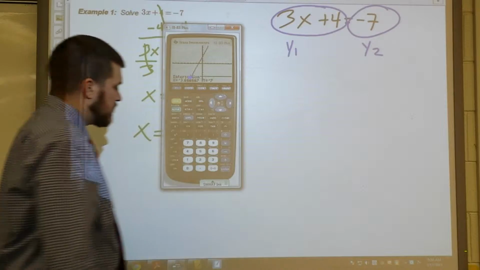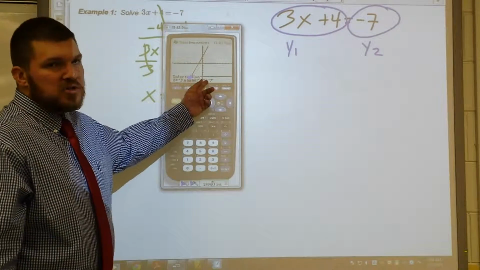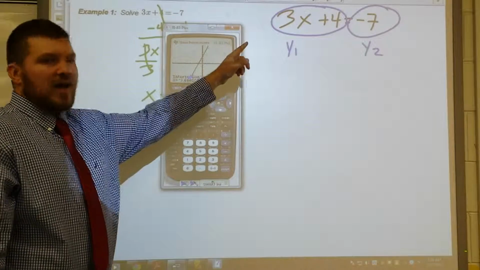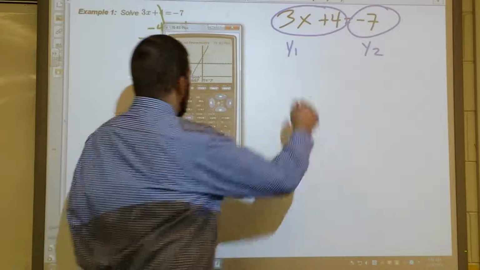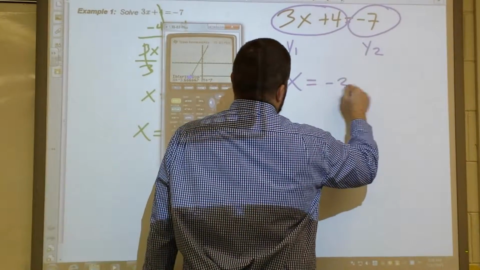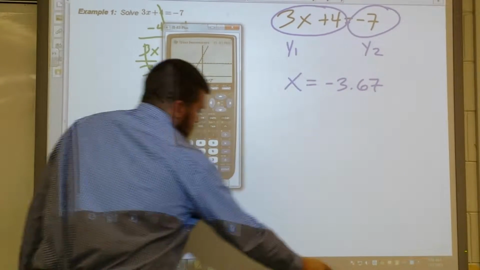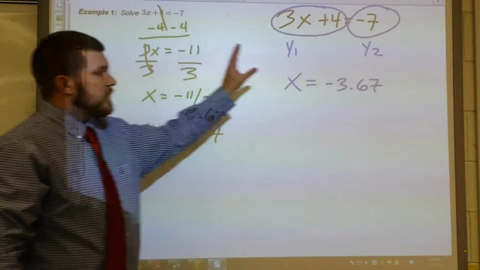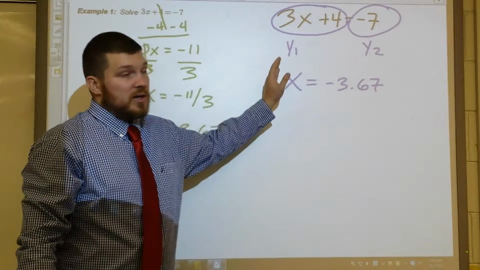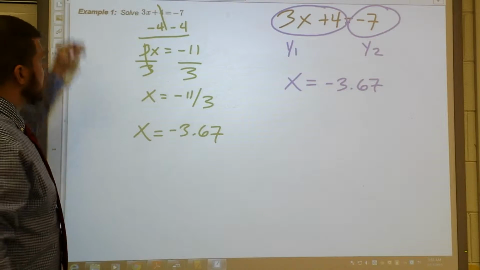So I get that my point of intersection was x equals negative 3.67. I also get a y coordinate, but I'm not asking about y in this problem, so I don't need it. All I'm focused on is the x. So x equals negative 3.67. Again, I rounded. So either way, we can see that doing it by hand or by graphing, either way works. Obviously, though, if you do it by graphing, it saves you a lot of time and a lot of written work. So graphing is a pretty nice strategy.